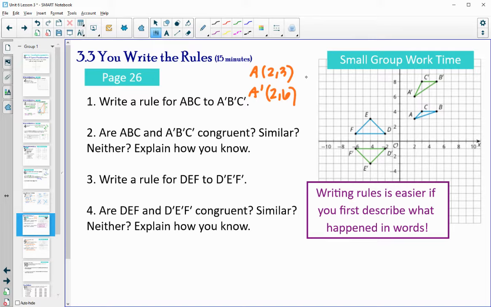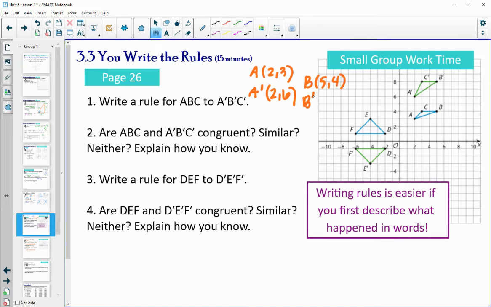So let's write out the ordered pairs and see if we can see. So we see this kept the same X, the Y moved up 3, or we can see it multiplied by 2. So let's look at point B is the point 5, 4.